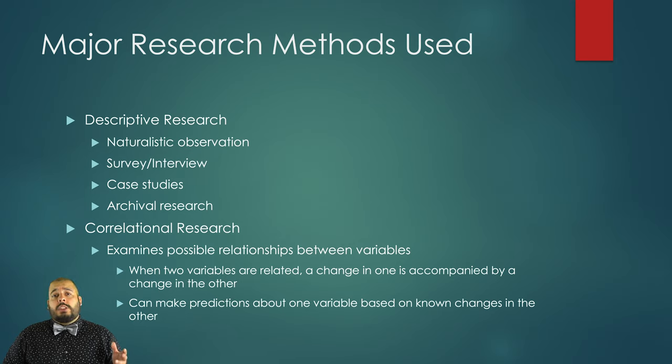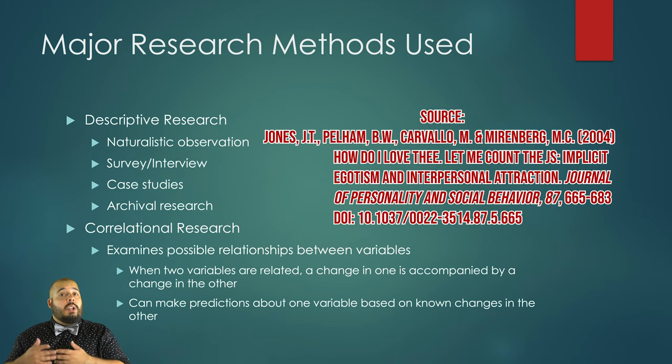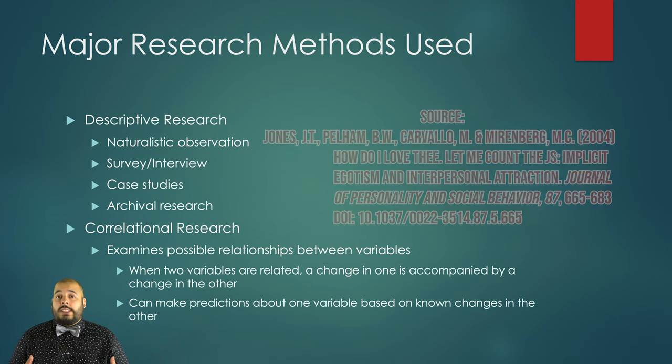Lastly, for descriptive research is archival research. This is when researchers look at historical records, hence the word archival, to measure behaviors or events that occurred in the past. For example, a group of researchers found that people tend to marry individuals whose first names or last names resemble their own. The data was collected using official websites containing birth records, marriage records, and joint telephone listings.